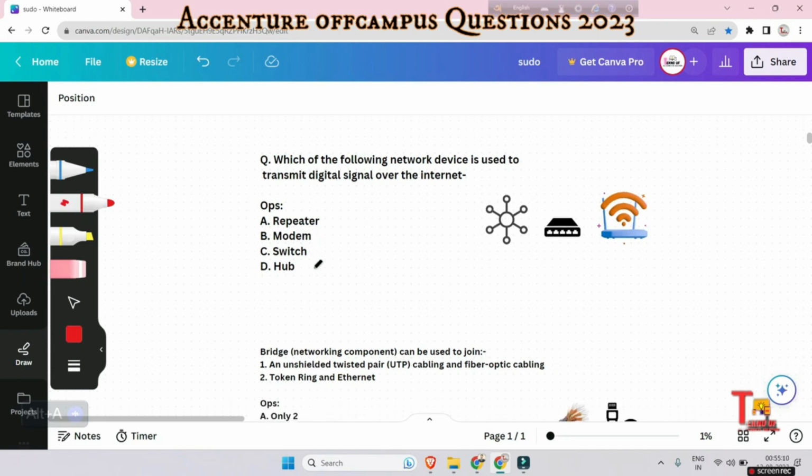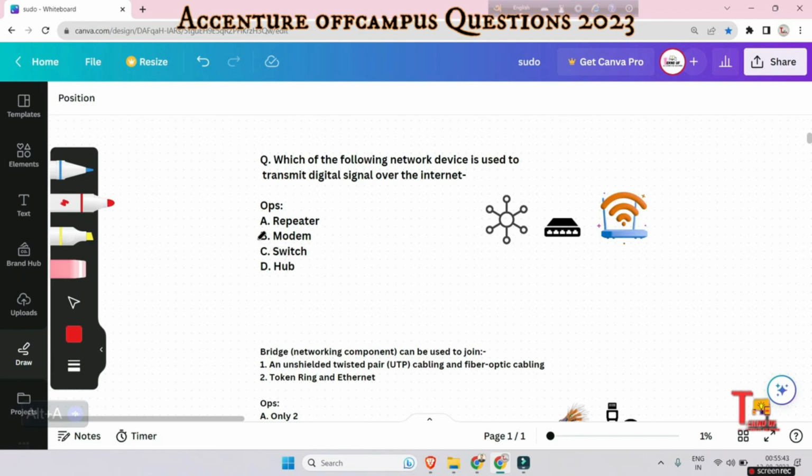So, and switch, what is this? A switch is a network device that operates at the data link layer, that is layer 2 of the OSI model, right? And it is used to connect devices within a local area network. And a hub is also a networking device that operates at physical layer 1. Unlike switches, hubs do not have the capability to intelligently manage data traffic, right?